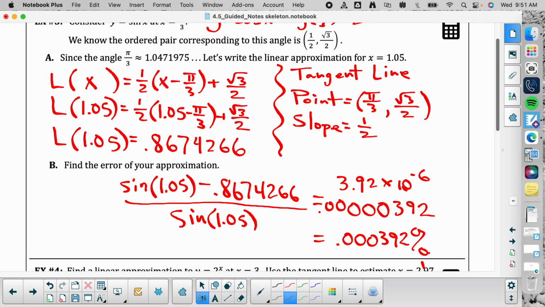Well, I mean, I guess that should make sense since 1.05 is awfully close to 5/3. So it shouldn't be too far off no matter what. Okay, I don't know, this is about as difficult as linear approximation gets.